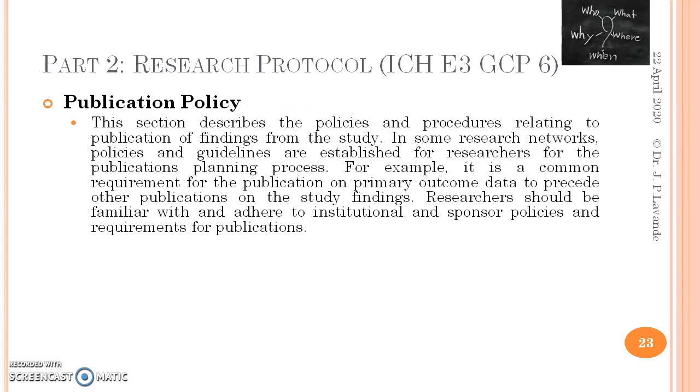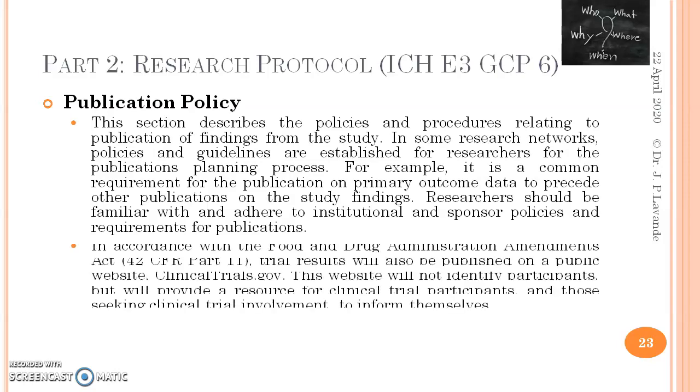Publication policy. This section describes the policies and procedures relating to the publication of findings from the study. In some research networks, policies and guidelines are established for researchers for the publication planning process. For example, it is a common requirement for the publication on primary outcome data to preclude other publication on the study findings. Researchers should be familiar with and adhere to institutional and sponsor policies and requirements for publications.